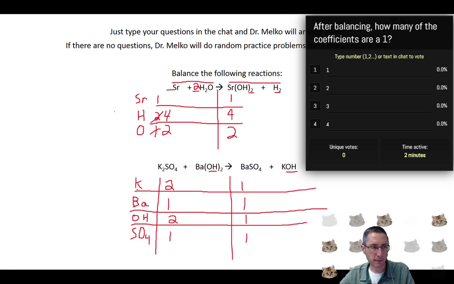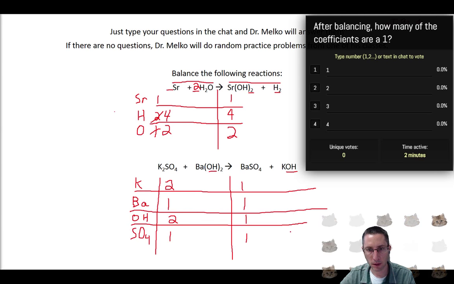So you should be setting it up something like this. 2 potassiums on the left, 2 hydroxides on the left, 1 barium on the left, 1 sulfate on the left, and all ones to start on the right.